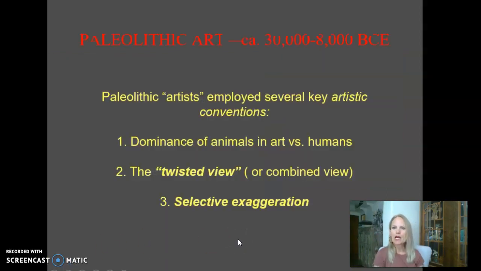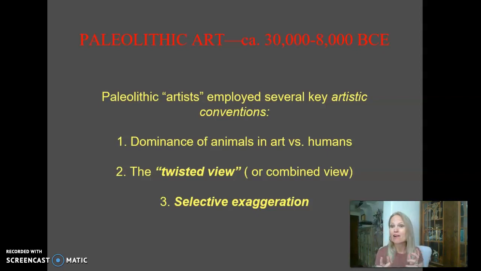But some key concepts to keep in mind regarding Paleolithic art. Again, we're looking at circa. So whenever you see that CA period, it doesn't mean California. It is an abbreviation of the word from Latin, circa. You can think of it as meaning about.